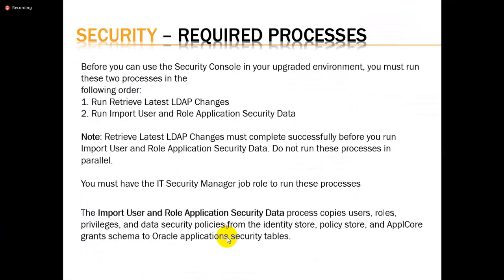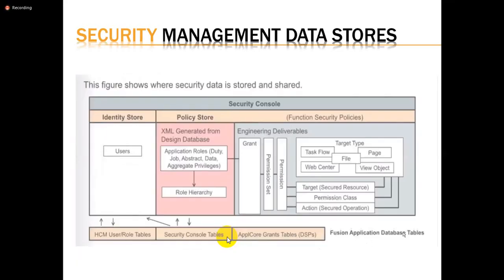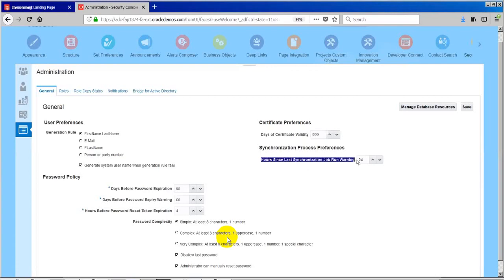That process copies users, roles, privileges, and data security policies from the identity store, policy store, and application grant schema to the Oracle application security tables. It takes from all these 3 things into these database tables. So we have to run this job every 24 hours. If it is not run within 24 hours, it shows a warning. That is the reason you get a warning message whenever you go into the security console. If it won't run, it will give a security message. We will see how to schedule that and how to run that. We can take that as a use case to schedule.